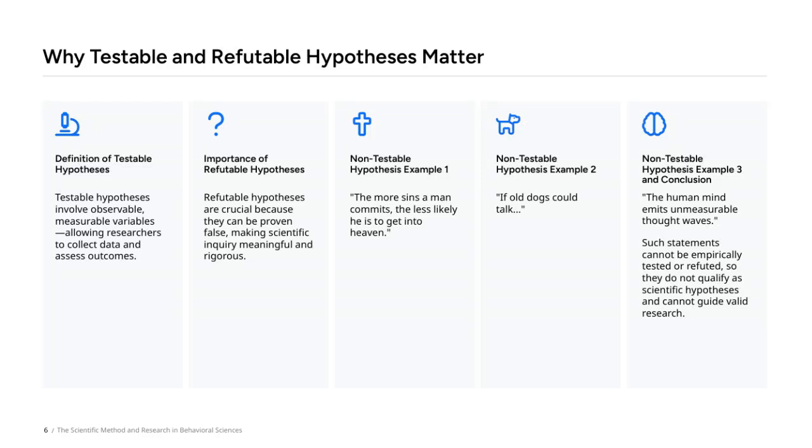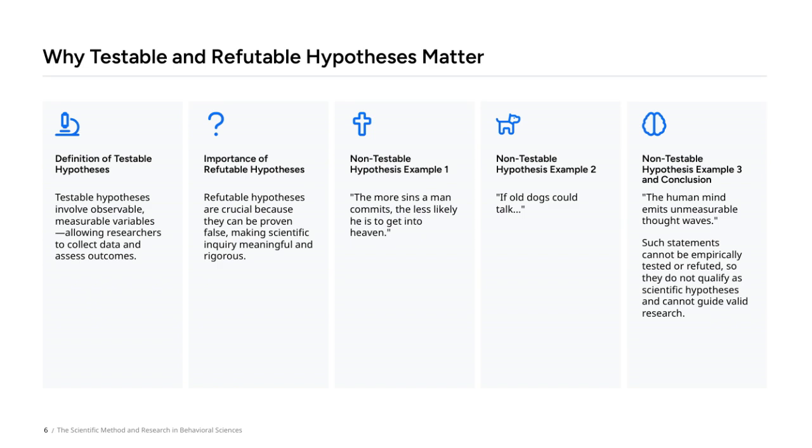When we talk about testable hypotheses, we're referring to ideas that involve variables we can observe or measure. This means we can gather data and evaluate whether our hypothesis holds true or not. It's essential because if we can't test something, we can't really know if it's accurate. Now, refutable hypotheses are equally important since they allow us to prove them false. This ability is what gives scientific research its strength and credibility. If a hypothesis can't be shown wrong under certain conditions, it doesn't help us move forward in understanding.